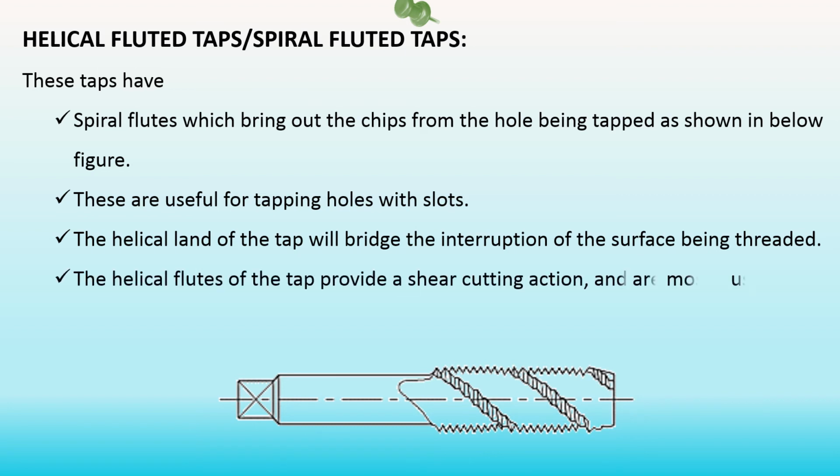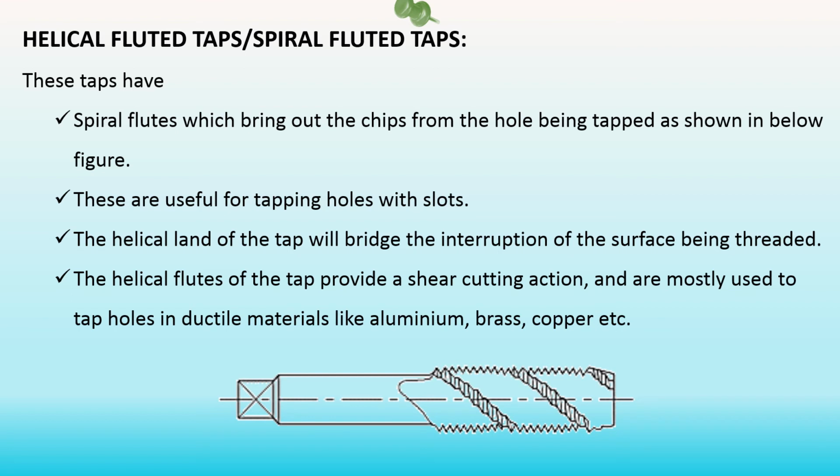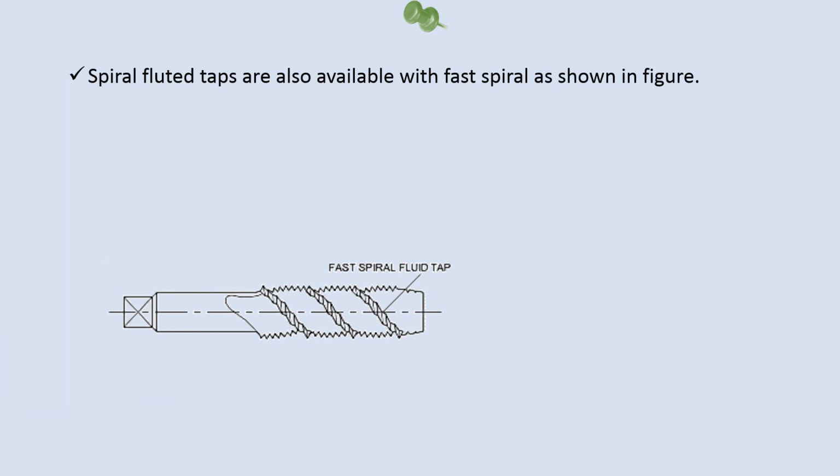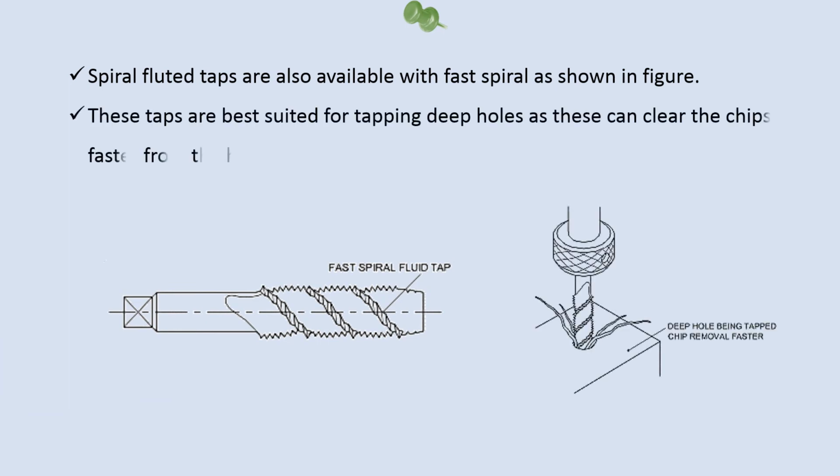The helical flutes of the tap provide a shear cutting action and are mostly used to tap holes in ductile materials like aluminium, brass, copper, etc. Spiral fluted taps are also available with fast spiral, as shown in the figure. These taps are best suited for tapping deep holes as they can clear the chips faster from the hole.